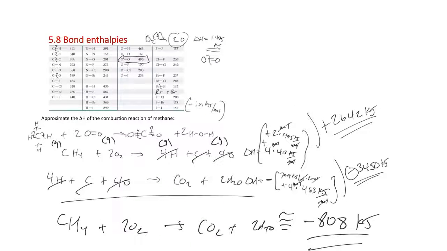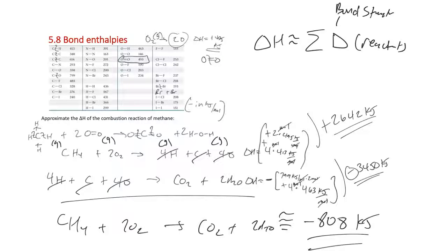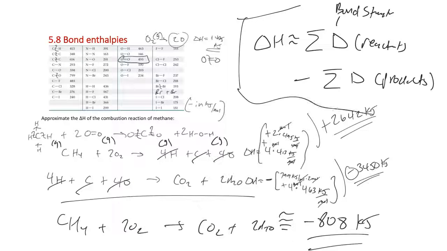Now let me give you the actual equation here. You can approximate delta H by taking the sum of the bond strengths, not delta, the sum. You take the sum of the bond strengths, and D is often the symbol for bond strength, of the reactants, and then you subtract the sum of the bond strengths of the products. So you get this approximation that you can use with this equation.